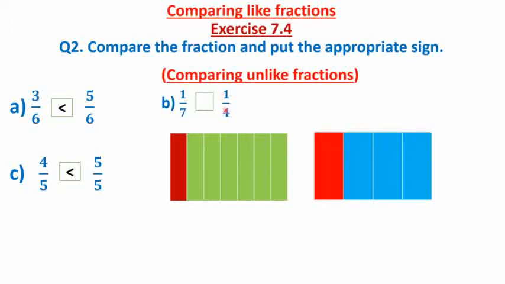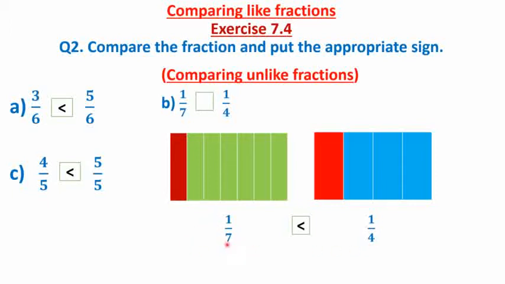Another figure, 1 by 4. If I want to draw the figure of the 1 by 4 fraction, I'll draw it like this. Again only one part is colored red and the rest of the total box is divided into 4 equal parts. You can see here, children, this figure shows 1 by 7 and this figure shows 1 by 4. Let us observe which one is bigger. You can find that 1 by 4 looks bigger than 1 by 7. That is why 1 by 4 is bigger than 1 by 7.